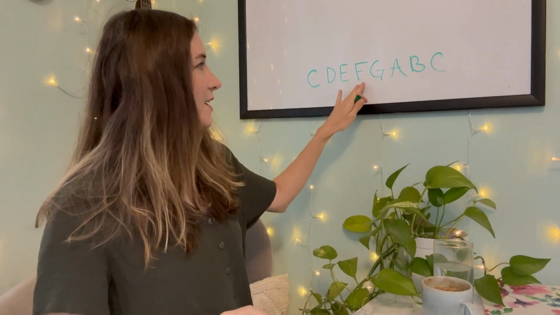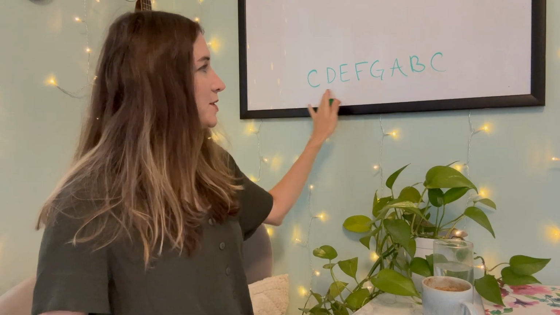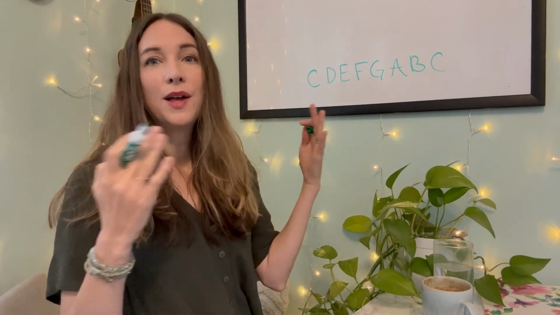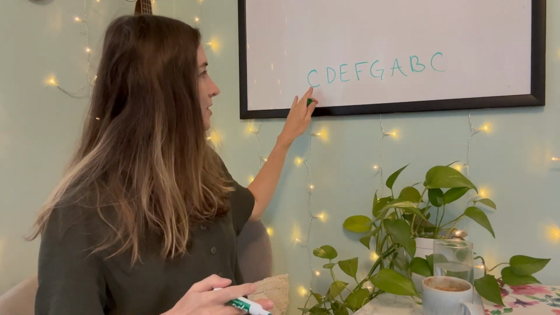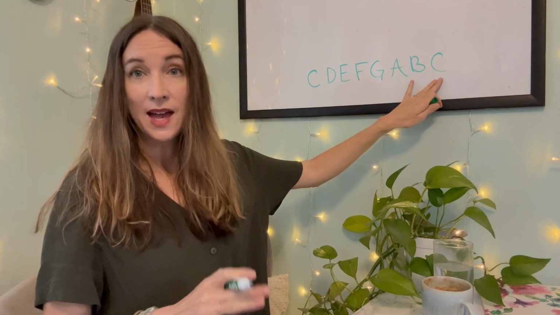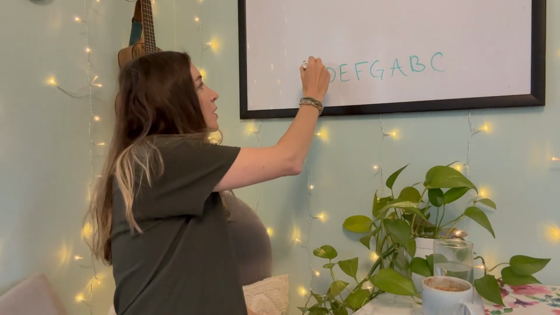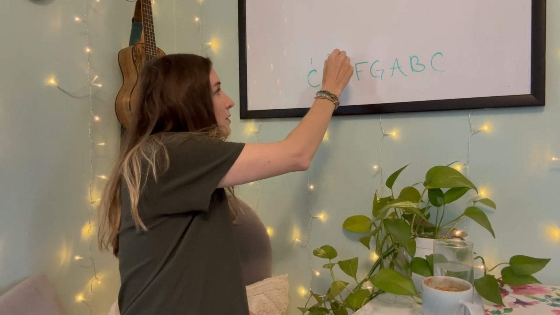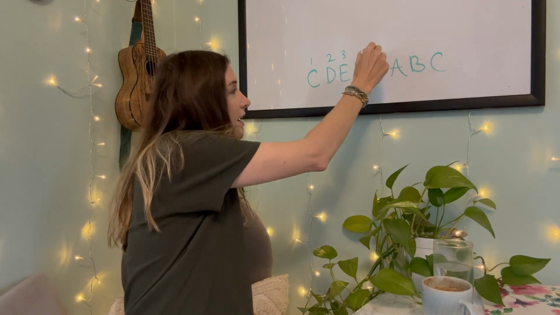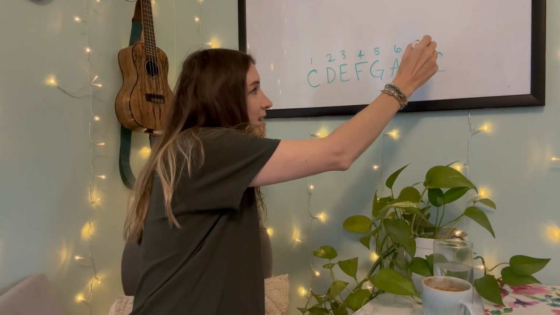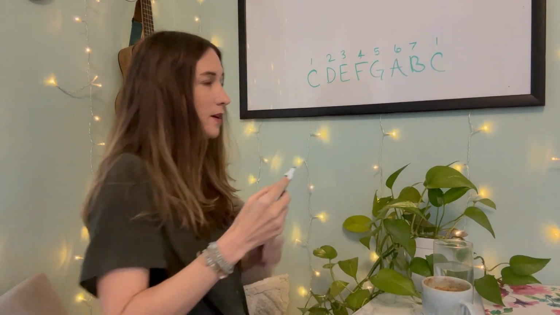C, D, E, F, G, A, B, C follows the musical alphabet. The musical alphabet is just A, B, C, D, E, F, G, and then it starts over again. Our C major scale follows that pattern, goes from C to C. Now we're going to put numbers to this. 1, 2, 3, 4, 5, 6, 7, and then we're back to 1, or you could call it 8.